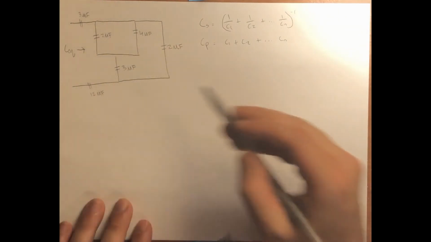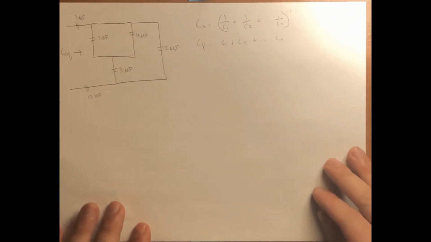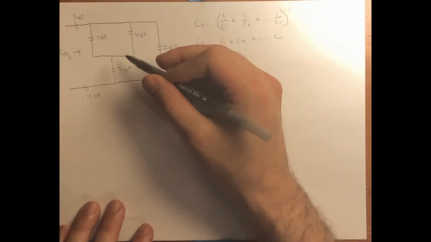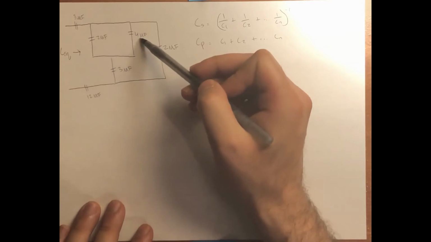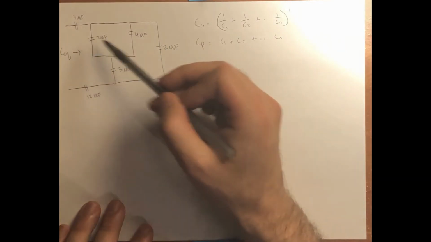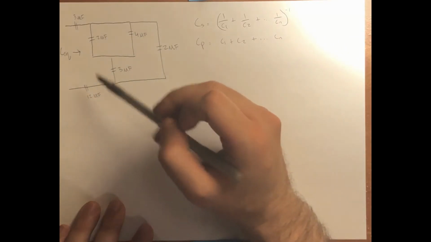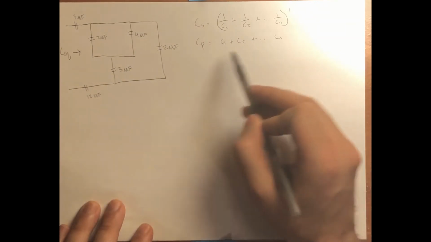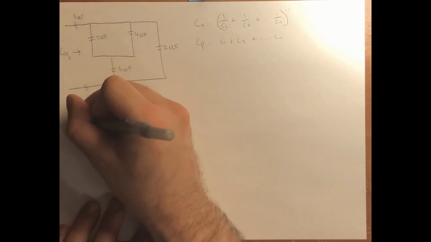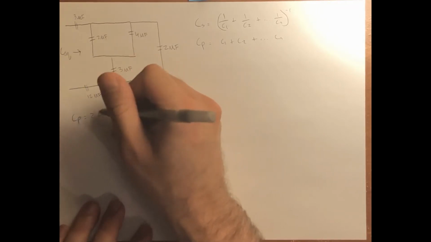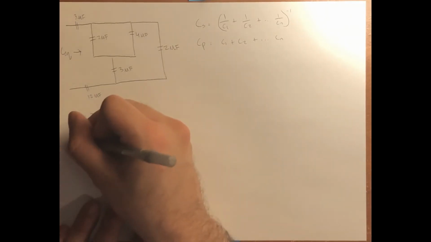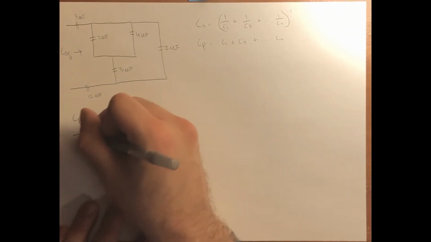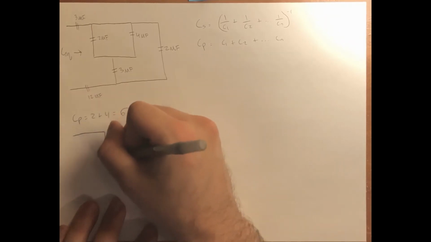So if we look at this circuit here, we're able to find an equivalent capacitance. Let's look at the 2 microfarads and the 4 microfarads. We can see that these are in parallel, so we use this formula and just add them together. Cp is equal to 2 plus 4, that gives us 6, and then we're able to redraw the circuit. It looks like this.